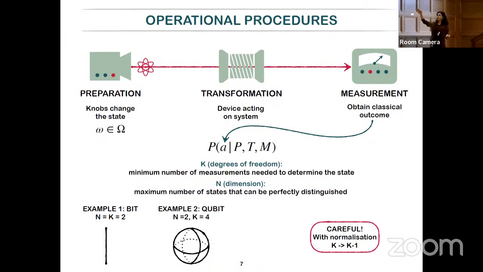If we have a qubit instead, this is a Bloch sphere. Again, N is equal to 2, because the perfectly distinguishable states are the ones on the two opposite sides of the Bloch sphere. And K is equal to 4 minus 1 with the normalization, which are the three Pauli operators, sigma x, sigma y, sigma z.